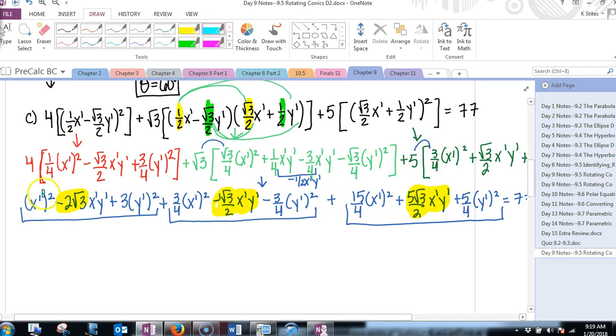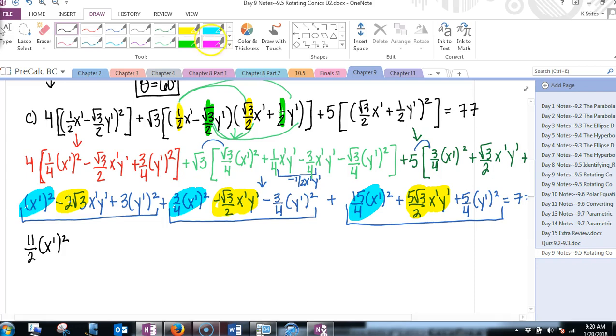So now let's combine our x prime squareds. You have 1 plus 3/4 plus 15/4. So that's, let's see here, 18/4 plus another 4/4. So that's 22/4, which is, I believe, 11/2 x prime squared. Feel free to use your calculator if you just don't want to deal with the fractions. Okay, you've got enough going on.